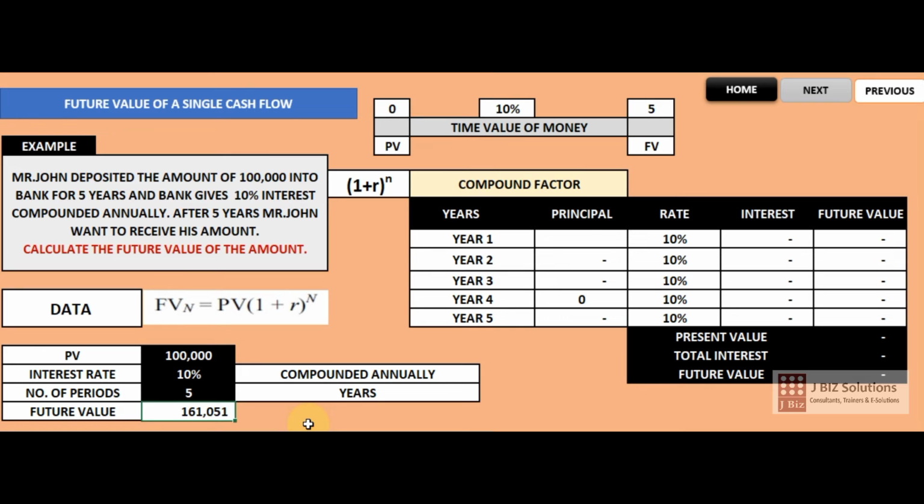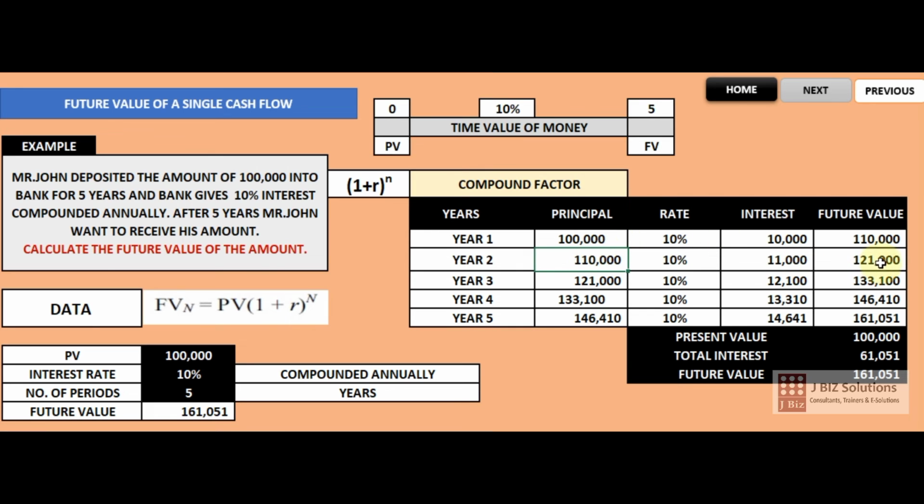The next alternative is to do it with the help of a chart. This chart consists of 5 columns. The first column concerns the years. The next column is the principal amount. The third one is the rate. The fourth one is the amount of interest, and finally the future value. So in year 1, Mr. John deposited 100,000. This is the principal amount. The bank will apply an interest rate of 10% compounded annually, and at the end of year 1 the bank will calculate interest of 10,000 and deposit it in the account of Mr. John.